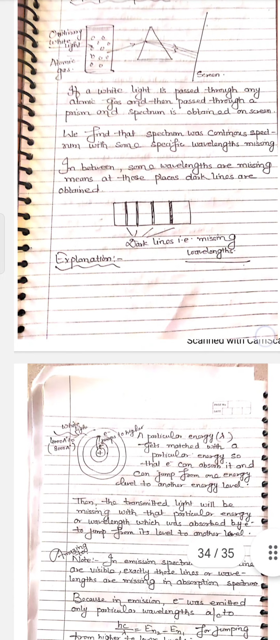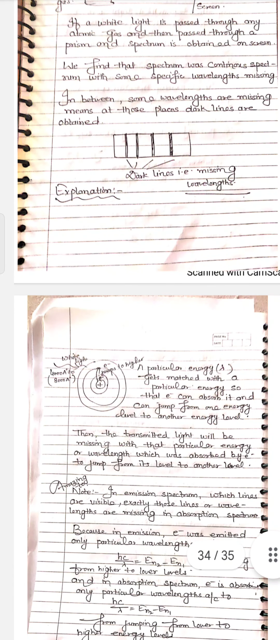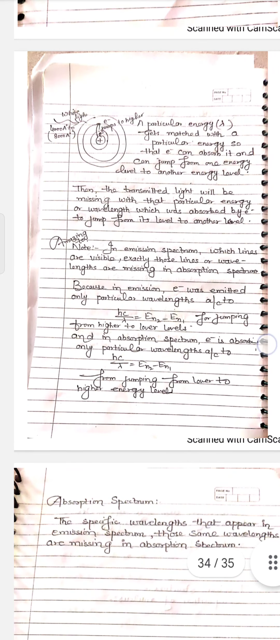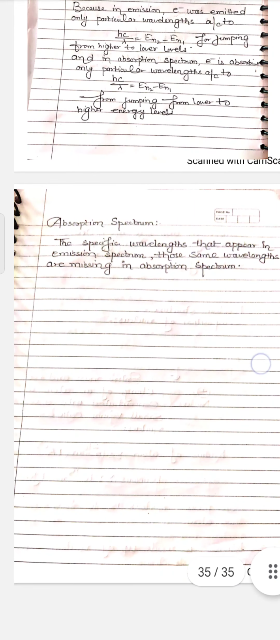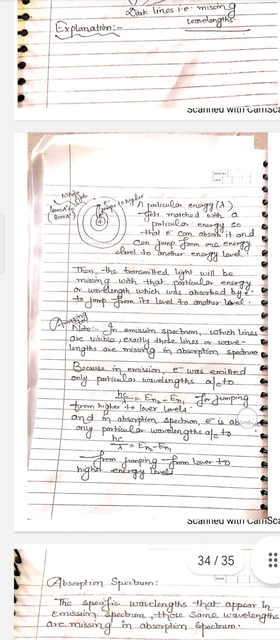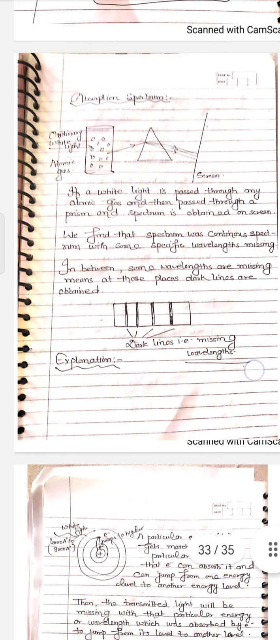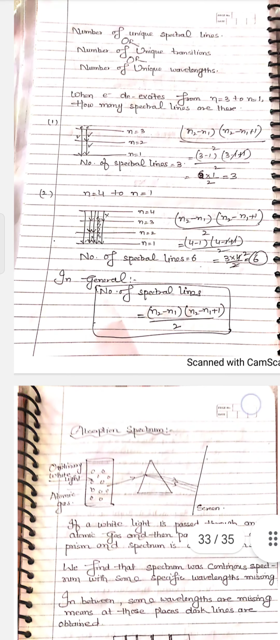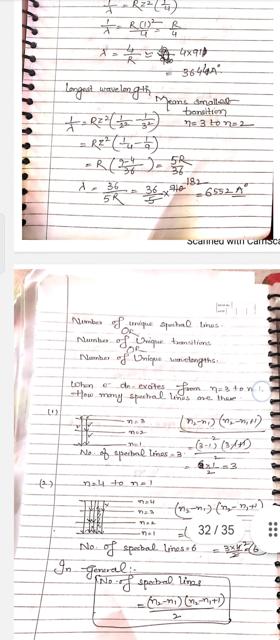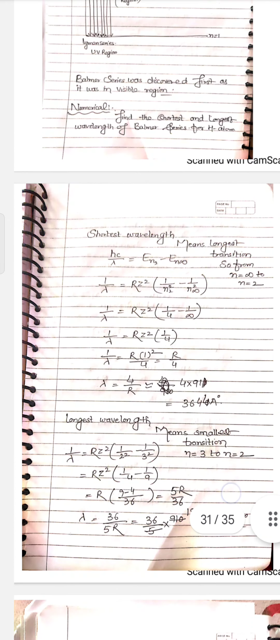Here you can see absorption spectrum. What is the reason, that is explanation, you can see here. I have explained also. And in the last it is absorption spectrum. So this is all about basically all the topics which are included in the chapter atom of your chapter number 12, atom and nuclei.